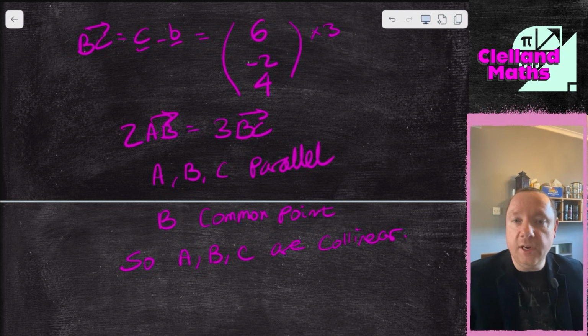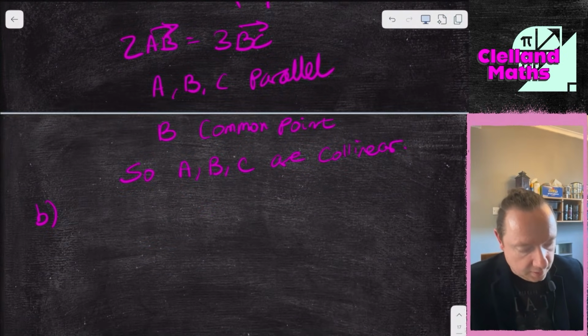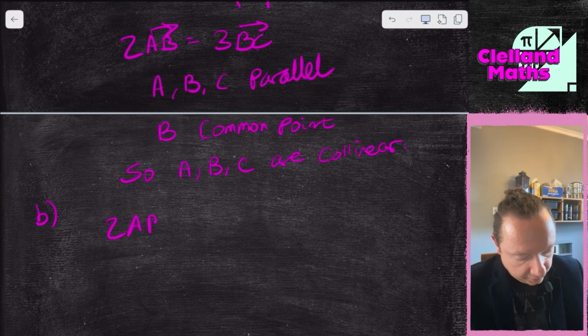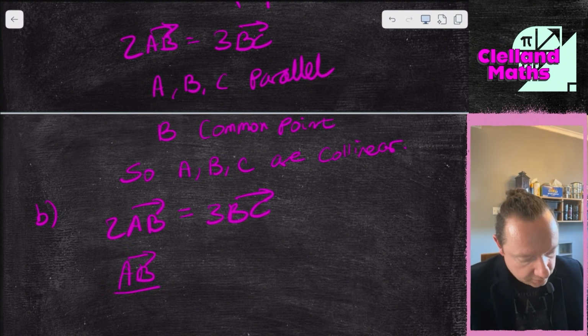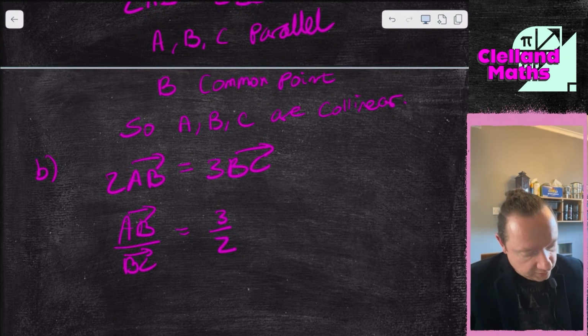And now it says state the ratio that B divides AC. Well, this is easy now. If you've written it like this, 2AB equals 3BC, then you just want AB over BC, and that's the fraction. Well, AB over BC is just 3 over 2, and that means that our ratio is simply 3 to 2.